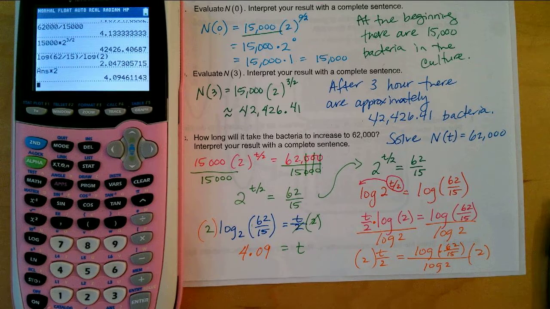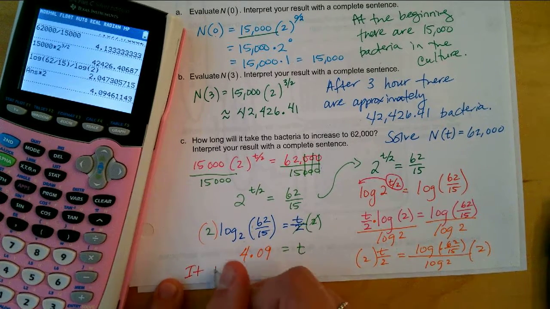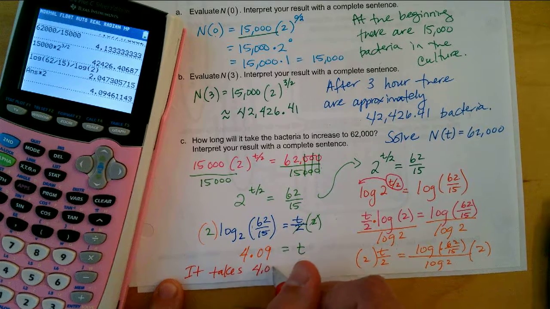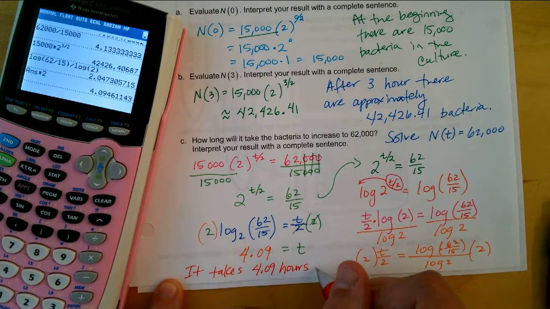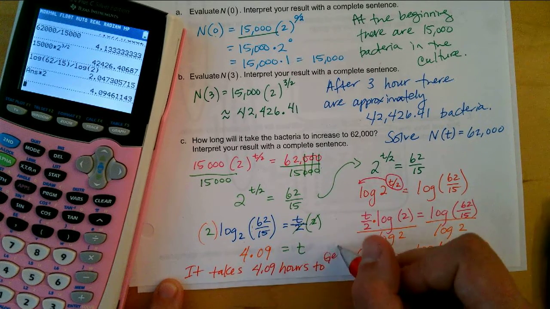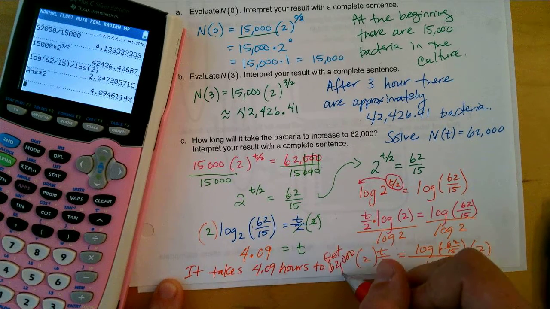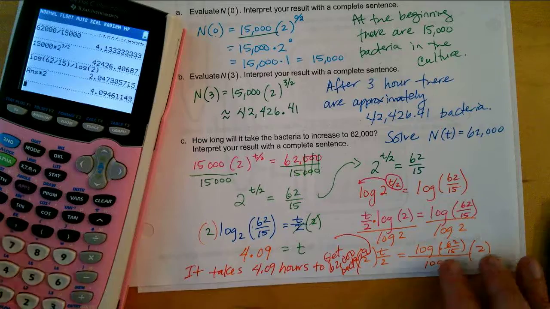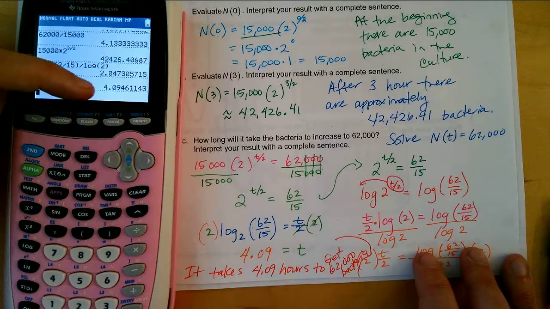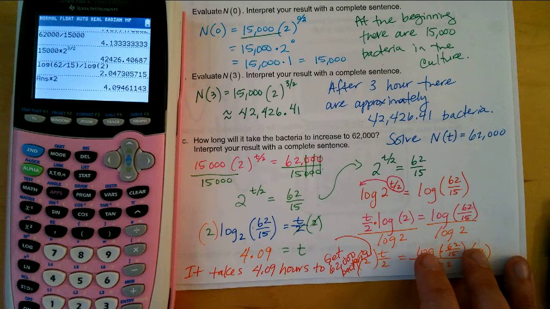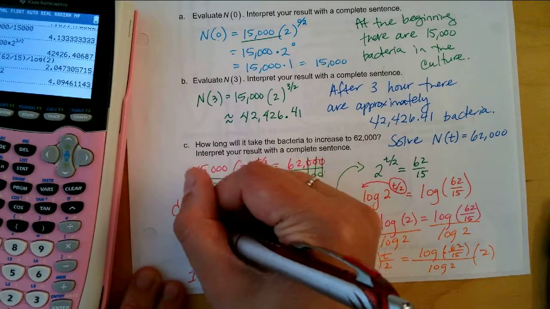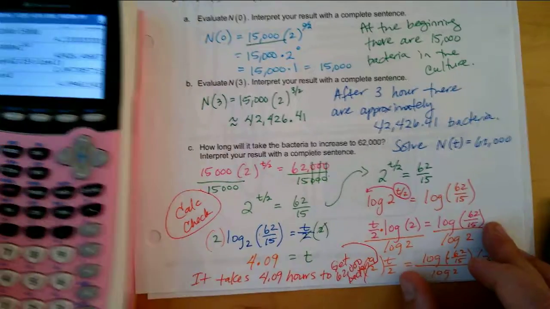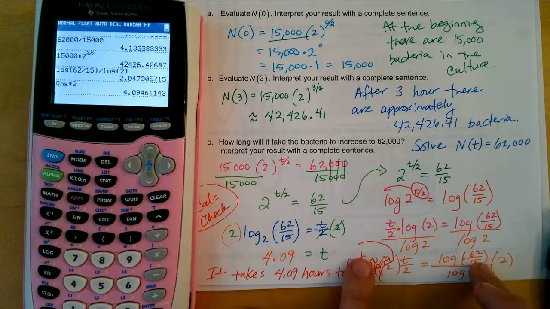And I didn't really leave much room for a sentence, but what would you say your sentence answer is? It takes 4.09 hours to get, yes, 62,000 bacteria. Okay, I just wanted to show you those two different ways that you can set that up to solve. Now, since I have the number in on my calculator, why don't I go ahead and check it? Okay, I'm going to do a calculator check. That wasn't the check, that was the solve. I just showed you two different ways to solve, okay?